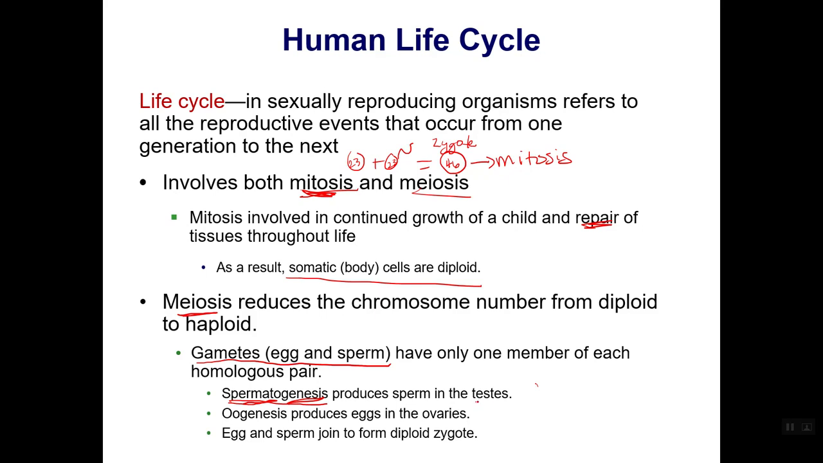This occurs in the testes. So this is where meiosis occurs in the testes. And we call that spermatogenesis because we're creating sperm in men. In females, the process of meiosis is called oogenesis, which produces eggs in the ovaries. And then after eggs and sperm are created via the process of meiosis in the testes and the ovaries, respectively, the sperm and egg can join during intercourse.